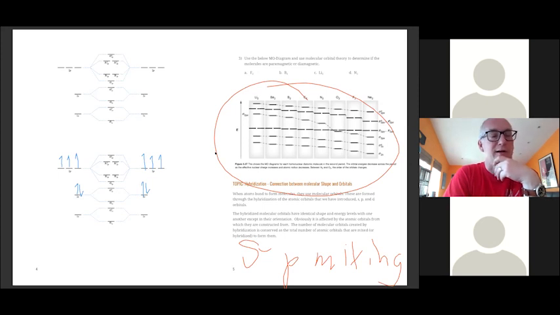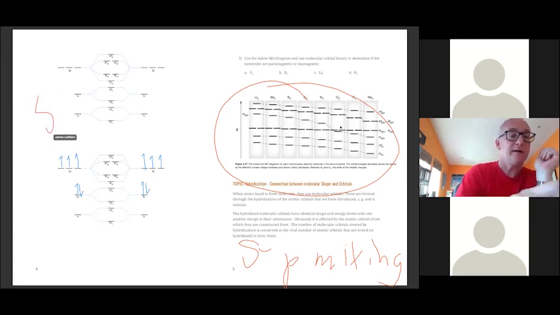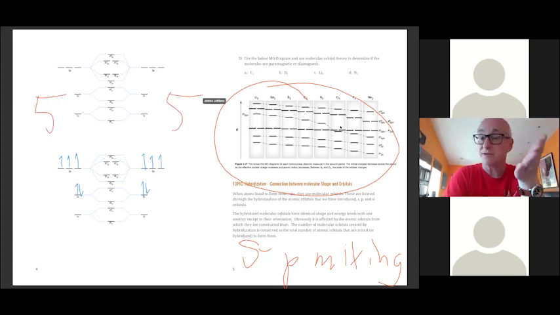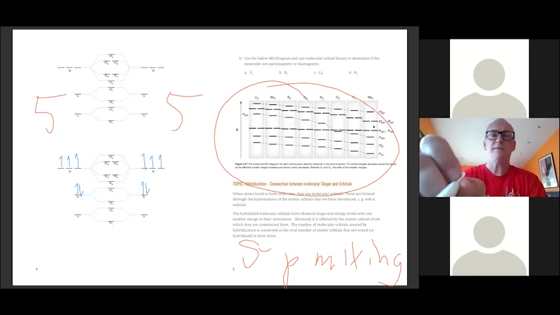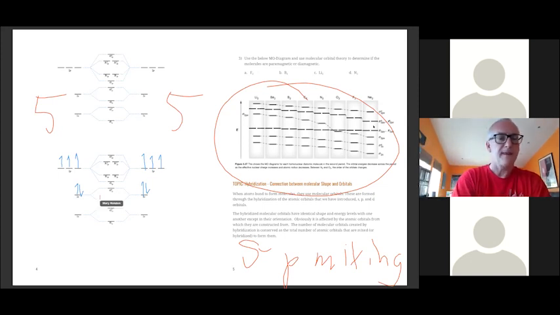So what question are you working on? We're working on 3D. Oh, okay, with nitrogen. So you get your 5 over here and your 5 over here. Right. So you got 10 electrons to play with. Just put them in as you would normally. So where do you start by putting in your 10? I think here. Yep. So put 2 in there. Okay.